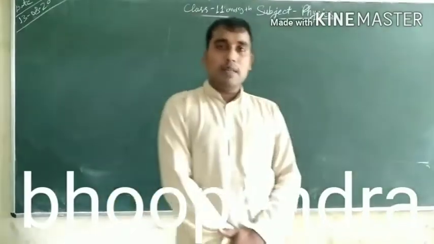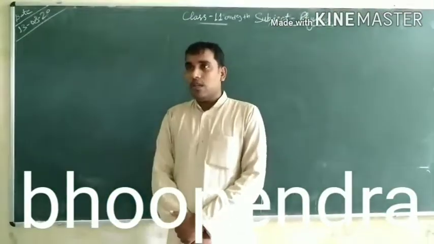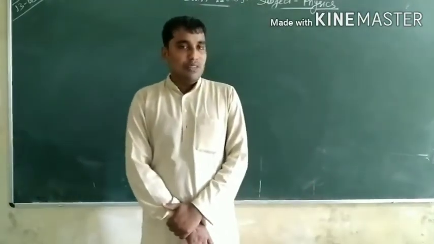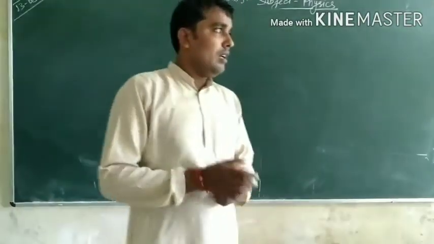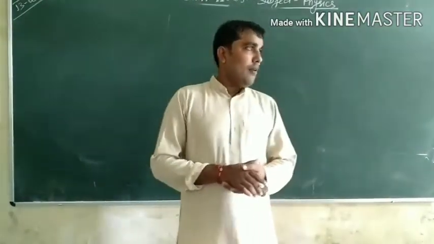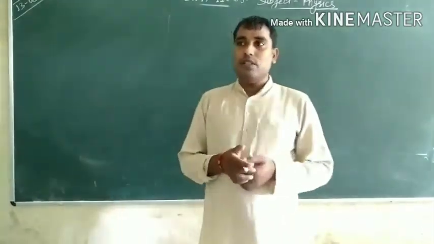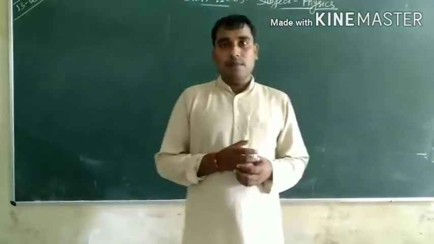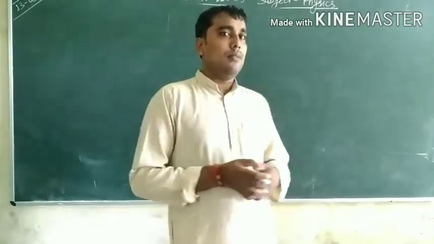I derived the first and second equations of motion, and today I am deriving the third equation of motion with the help of the velocity-time graph. We know that the area of the velocity-time graph is equal to the distance covered by the moving object. Using this criterion, we derive the third equation of motion.